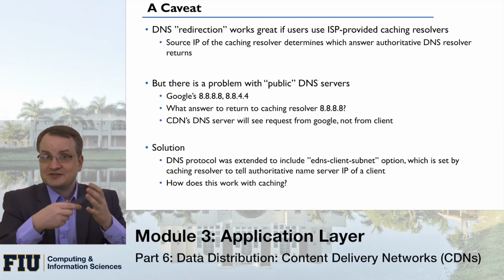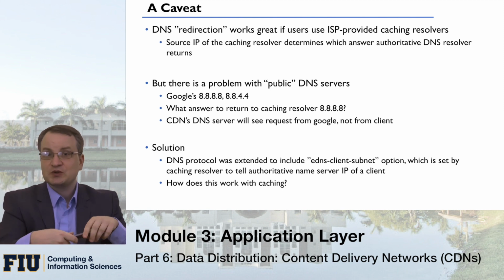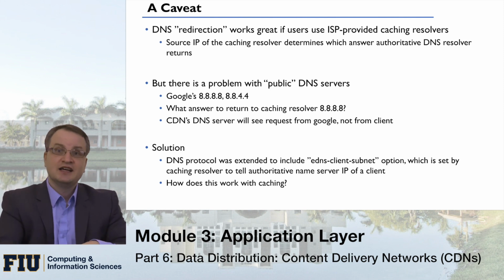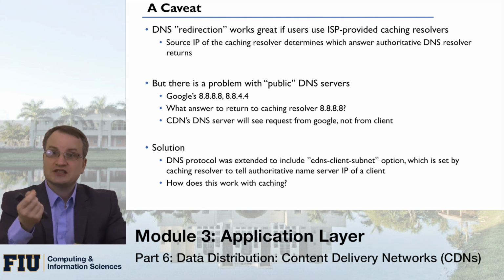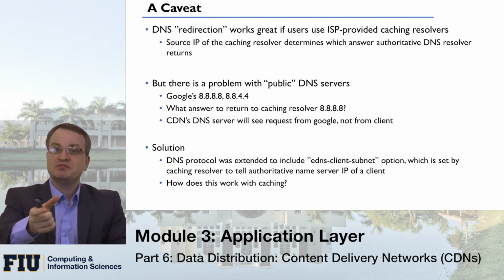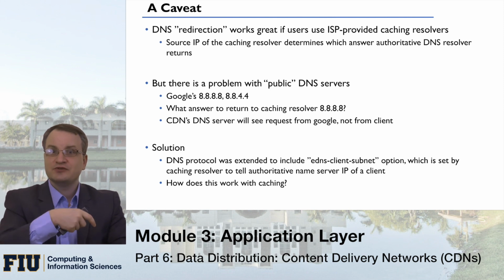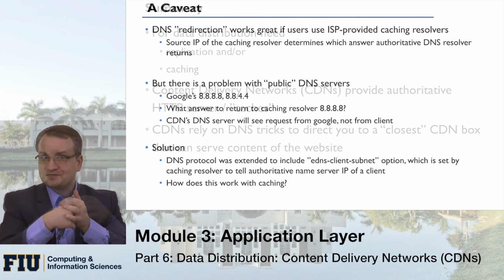So the community, the protocol designers and DNS designers, were forced to introduce an additional component to the DNS query to proxy the IP address of the one who sent the query. So effectively, when you send a query to google.com, Google not just proxies your query to different servers, but also includes who originally asked this question.